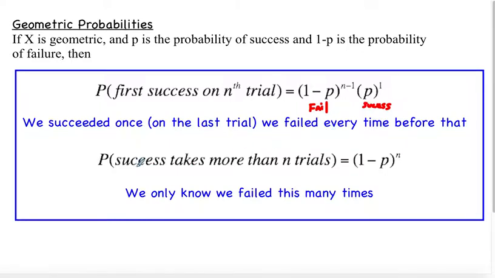Okay, the next one is when you have a probability of a success and it takes more than n trials to get a success. The problem with this is I don't know when the success happened. I just know that it took more than n number of trials. So because I don't know when the success happened, all I know is that I've failed n number of trials. That's what this is representing.